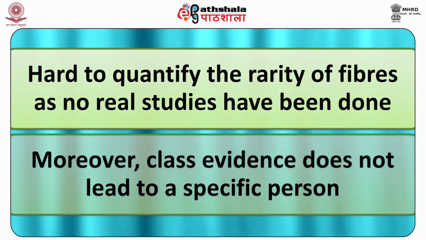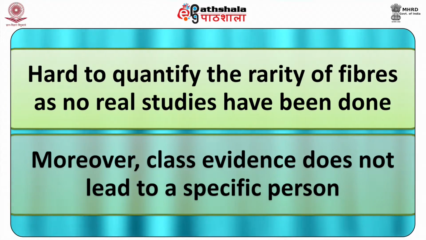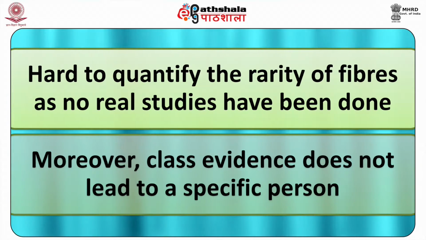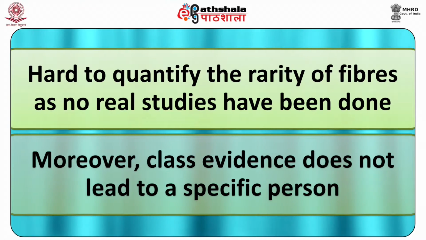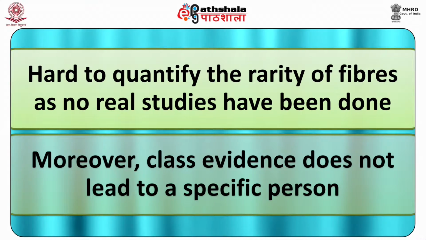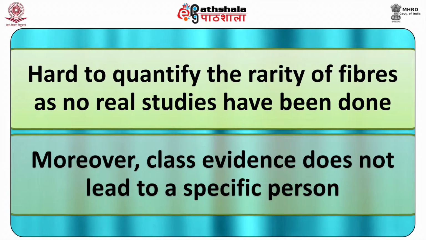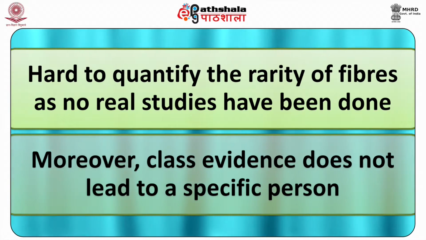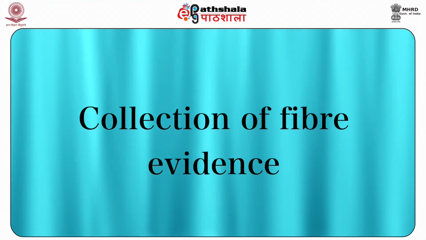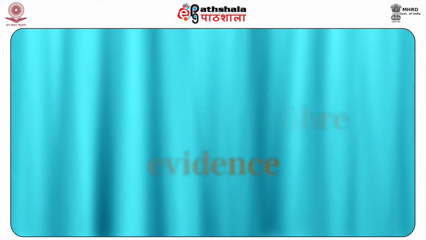But there are certain drawbacks also for considering fibers as trace evidence. The most important drawback is that it is hard to quantify the rarity of fibers, as no real studies have been done. Moreover, class evidence does not lead to a specific person. Let us come to the different methods of how to collect fiber evidence.